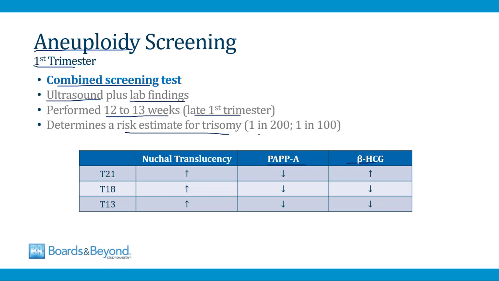The results will be something like the risk of trisomy is 1 in 200 or 1 in 100. The way the risk calculator works is if the baby has trisomy 21, there'll be an increase in the size of the nuchal translucency, the PAPP-A level will be low, and the beta-HCG level will be high. In trisomies 18 and 13, there's also an increase in the nuchal translucency and also a low PAPP-A level, but in those two forms of trisomy, the beta-HCG levels are low.